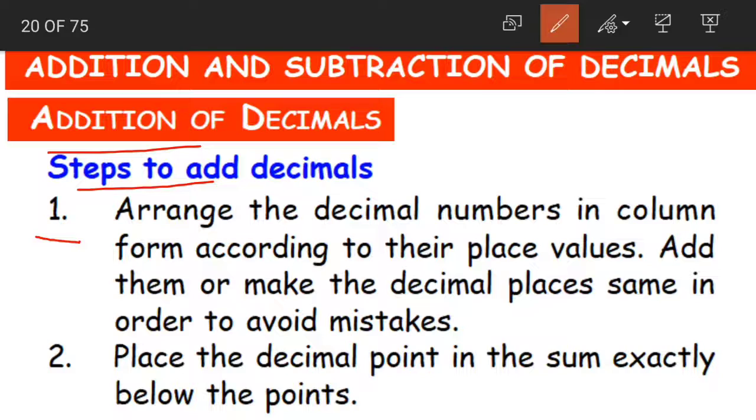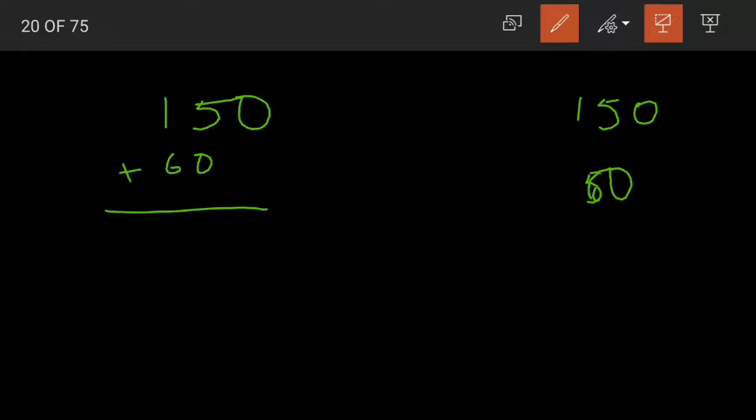The first step is to arrange the decimal numbers in column form according to their place values. Add them, or make the decimal places same in order to avoid mistakes. For example, children, we have two numbers, say 150 and 60. We need to add them. If I write it like this, will this be correct? No, right? Why? Because the place values are different here.